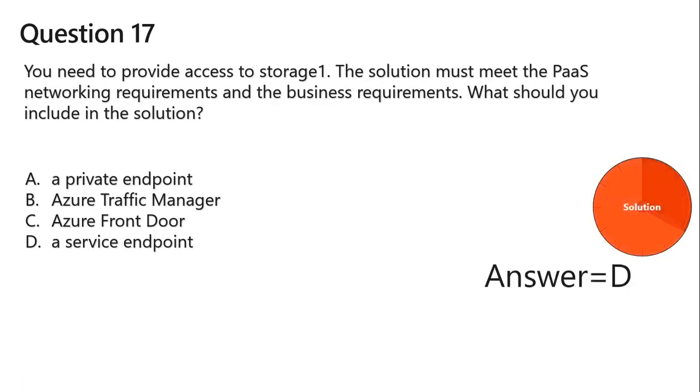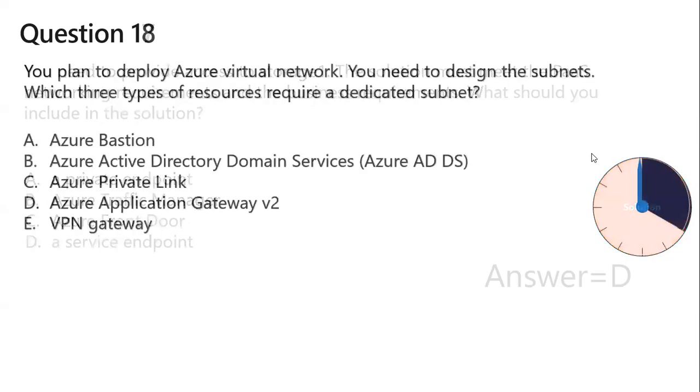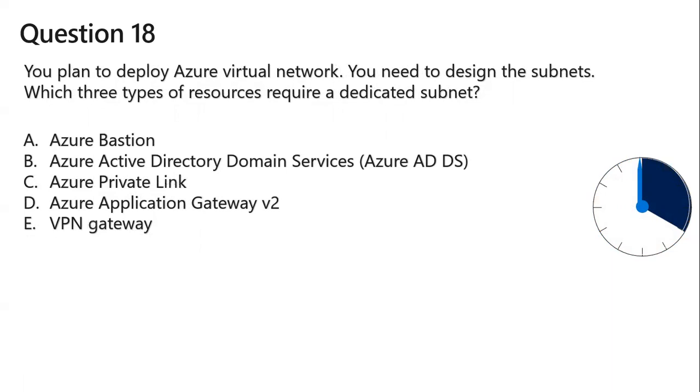The correct answer is going to be D. We are creating the service endpoint as we have seen the same thing in the practical over there. That's okay. Moving to the next question, that is question number 18. You plan to deploy an Azure Virtual Network. You need to design the subnet. Which three types of resources require a dedicated subnet? The options are Azure Bastion, Azure Active Directory Domain Services, Azure Private Link, Azure Application Gateway version 2, VPN Gateway. Please mark your answers on the chat.